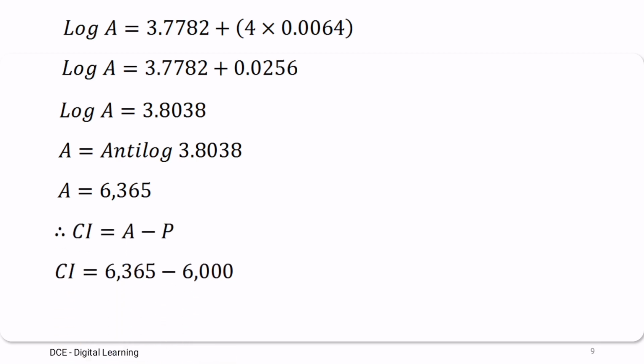Now compound interest equals amount 6365 minus P 6000. Compound interest equals rupees 365.